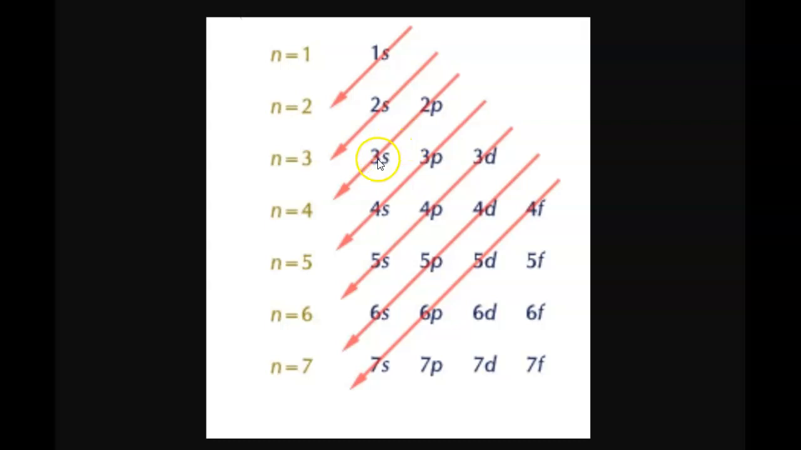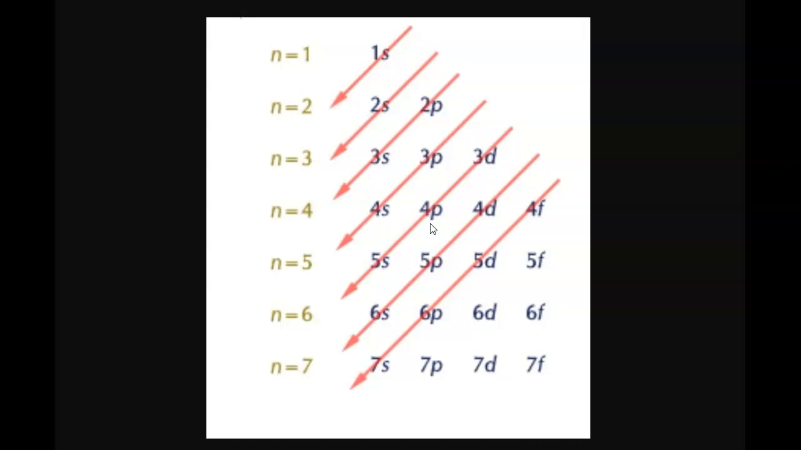After 2p, you go to 3s. Then you go to 3p. Then you go to 4s. Then you go to 3d. Now notice, you don't put anything in the 3d orbital until you've filled up the 4s orbital. Then 4p, then 5s, then 4d, then 5p, then 6s, then 4f, then 5d, and so on. So you should copy this down and memorize this. You're going to be using this a lot. This is how you determine which electrons go where.